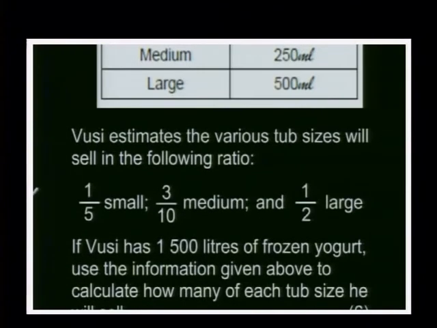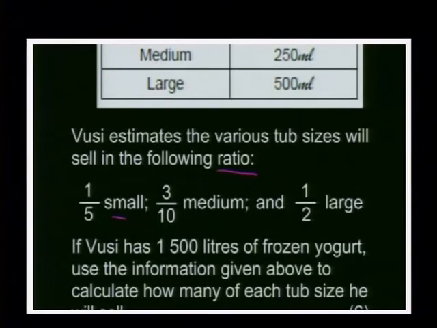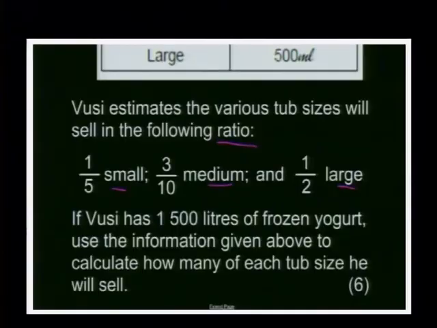He does a little estimate that the various tub sizes will sell in the following ratios. Now they tell me I'm dealing with ratios, so I know that that's what I'm going to be dealing with. I've got 1/5 small, 3/10 medium, and 1/2 large. Now, as soon as I see those different fractions, they kind of confuse me. So I go back and do this slowly, one step at a time. So first, let's analyze that.